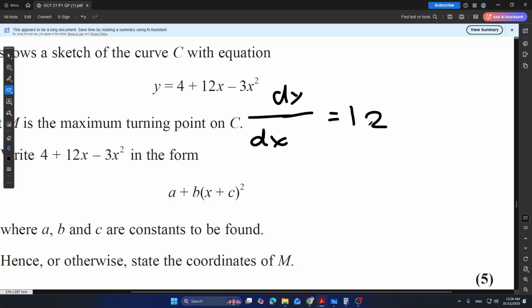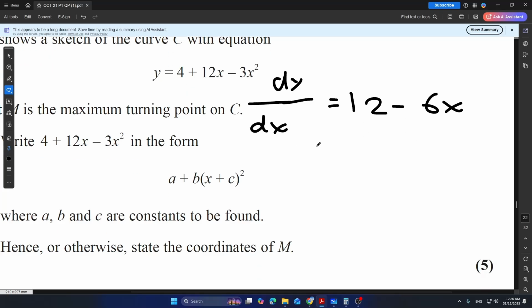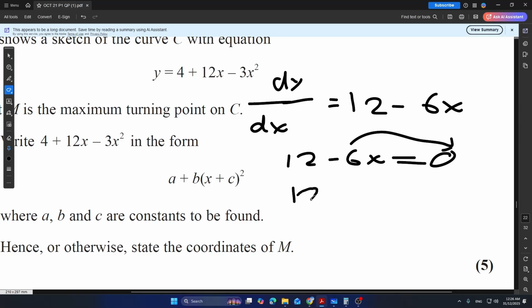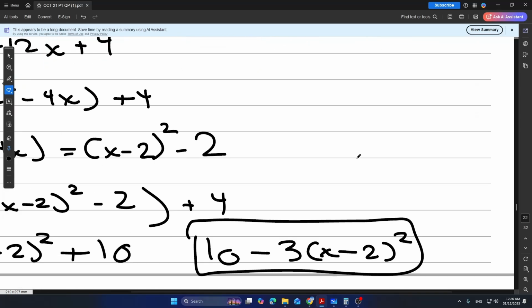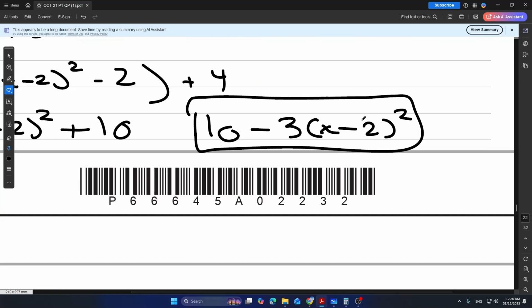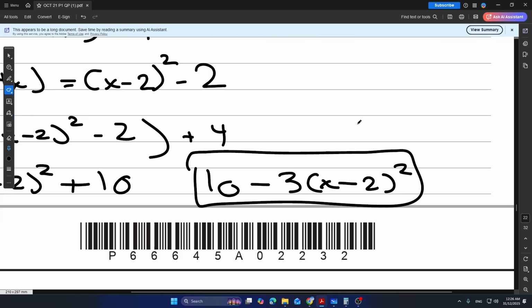12. I already told the rule, so I don't think I need to say it again. 12 minus 6x, because I multiply 2 times minus 3 is minus 6 and 2 minus 1 is x power 1. So 12 minus 6x, and I want to make it equal to 0. Then I take the 6x to the other side, so 12 equals 6x, and x on its own, 12 divided by 6 is going to be 2. So as you can see here, the x coordinate is also positive 2 because I flipped the sign. So the method worked.